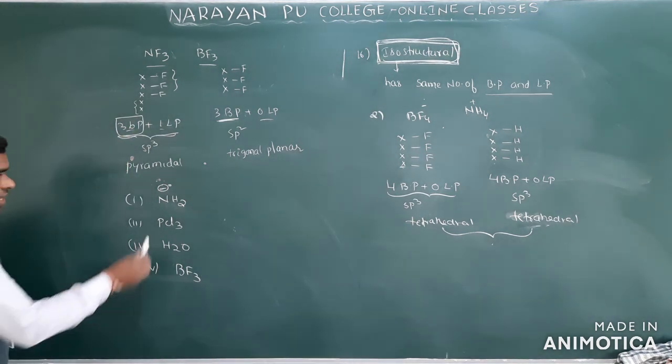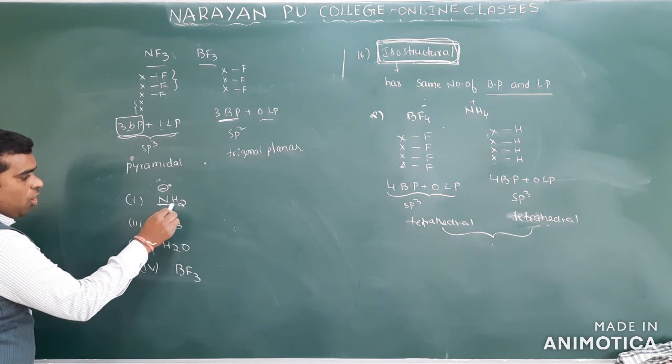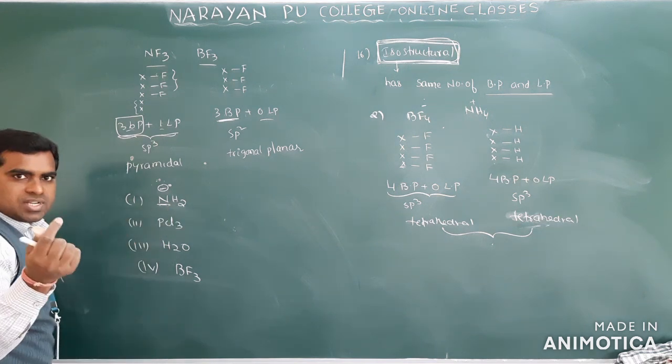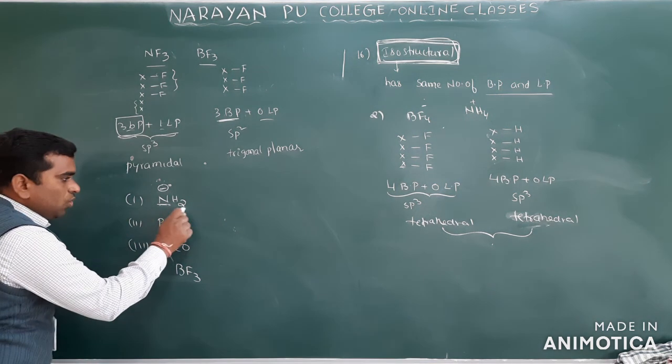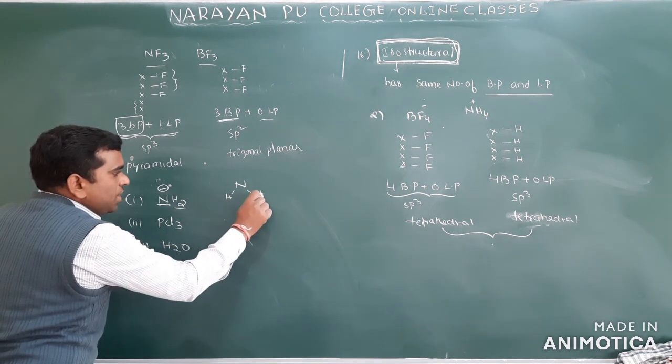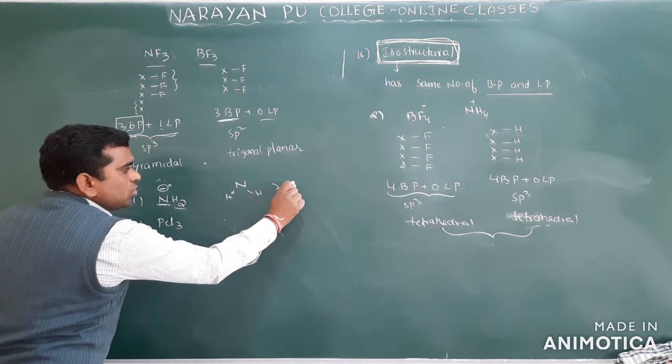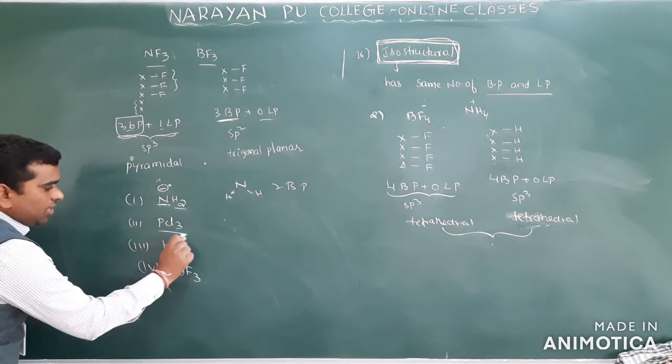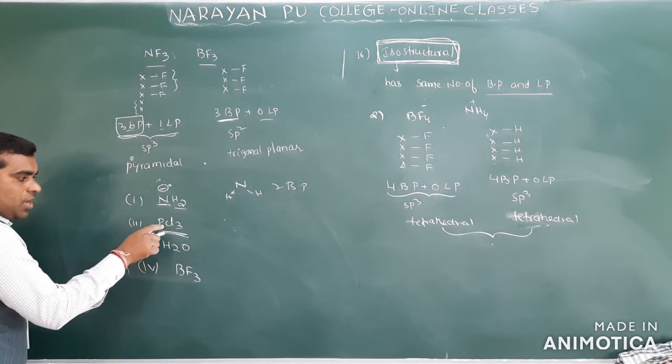Here also you see, around the nitrogen, how many hydrogens are there? 2 hydrogens. 2 hydrogens means we will consider 2 bond pairs only, because nitrogen, how many bonds are there? 2 bonds, so 2 bond pairs. Here how many bond pairs are there? Means how many bonds will be there?